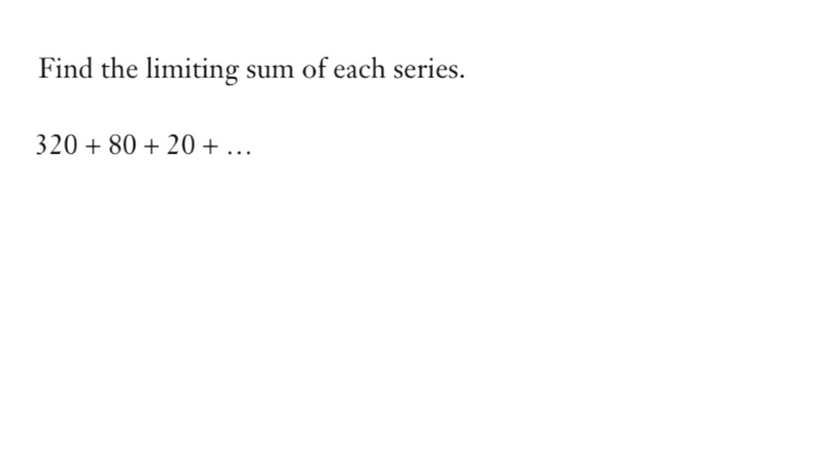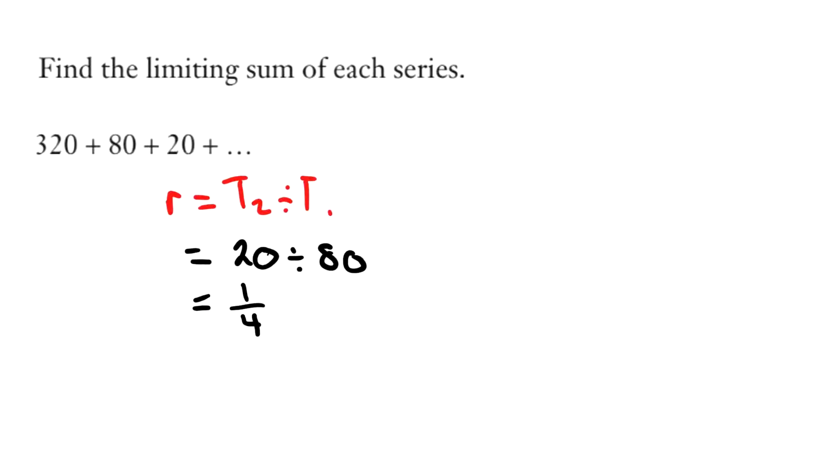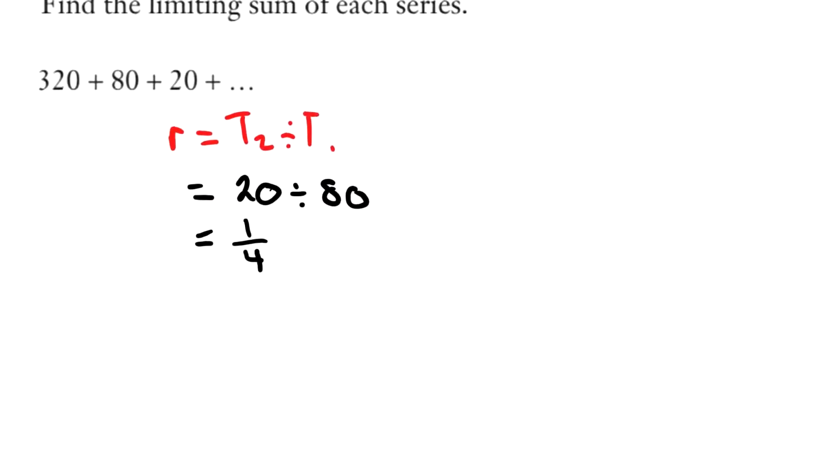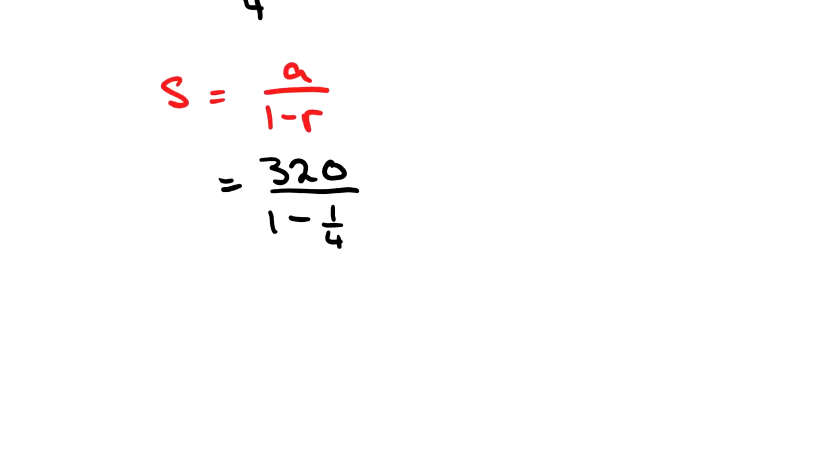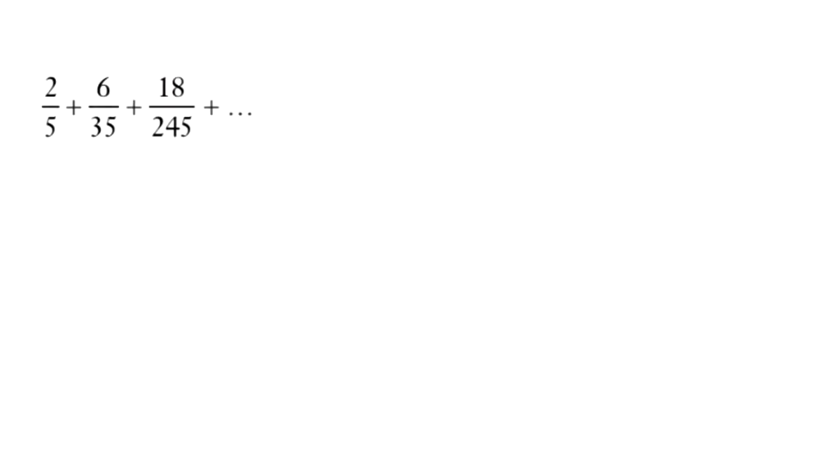So find the limiting sum of each series. The same thing, start by finding our r value. So our r value is 1 over 4. We then can use our formula to find our limiting sum. Alright, we'll do the next one. Same thing, find your r value.